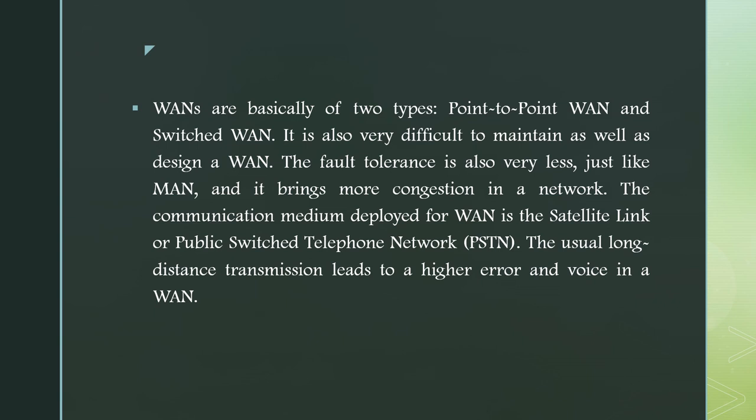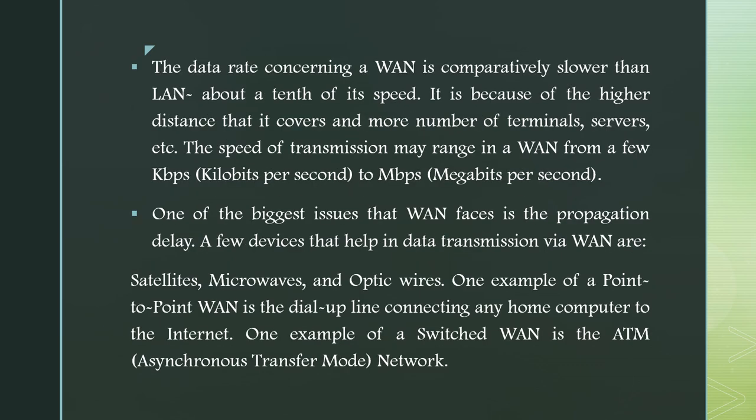The fault tolerance is also very less, just like MAN, and it brings more congestion in a network. The communication medium deployed for WAN is the satellite link or public switched telephone network. The usual long-distance transmissions lead to a higher error and noise in a WAN. The data rate concerning a WAN is comparatively slower than LAN, about a tenth of its speed. It is because of the high distance that it covers and more number of terminals, servers, etc.